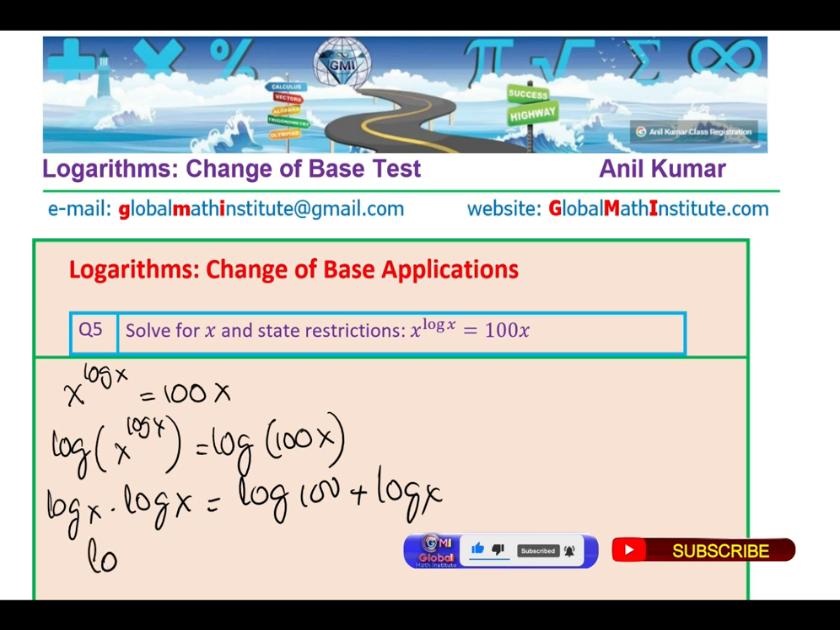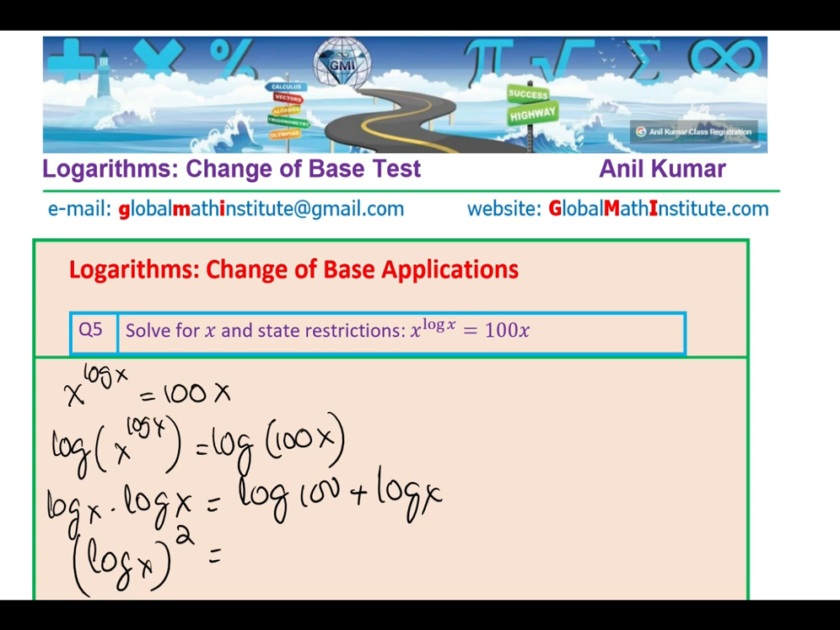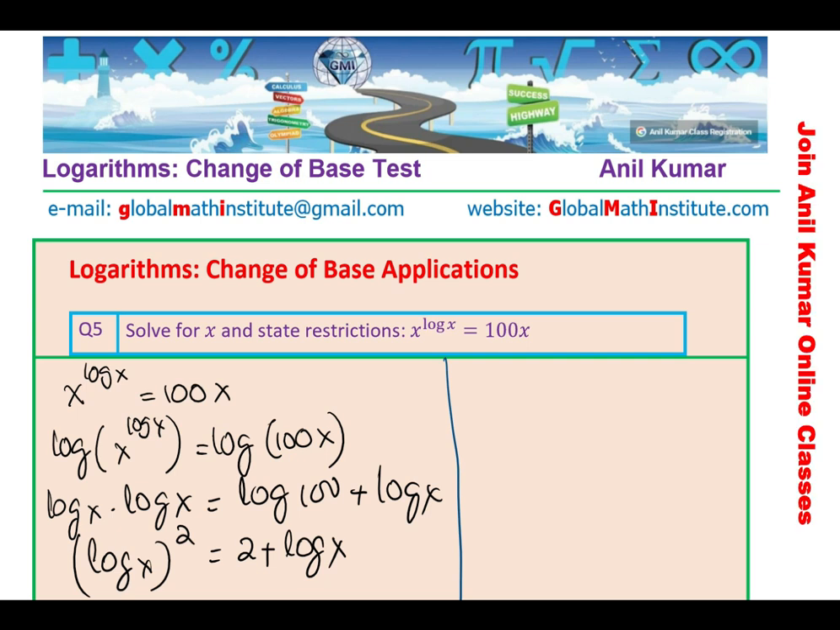So this basically is log x whole square. You see that? And log 100 is basically 2, right? So that is 2 plus log x. So again, we'll end up with a quadratic equation, right? And now we can solve it just as we did the last one. So let me rewrite this as log x whole square minus log x minus 2 equals 0.